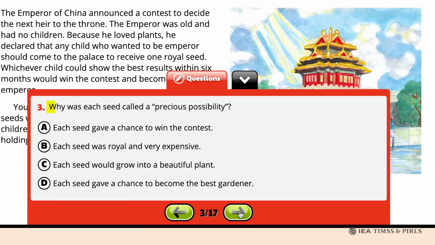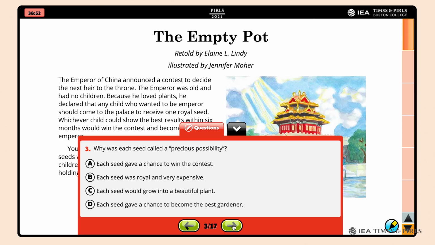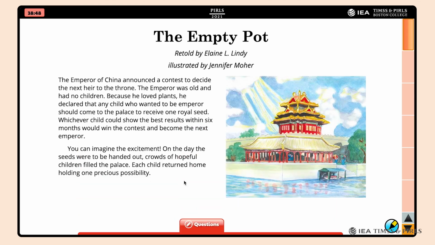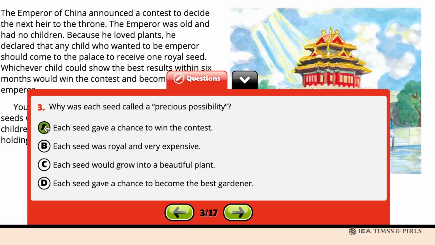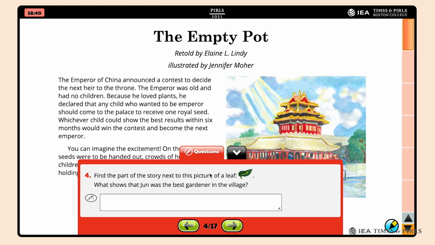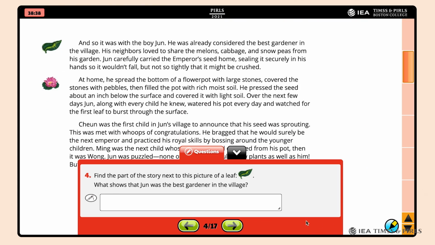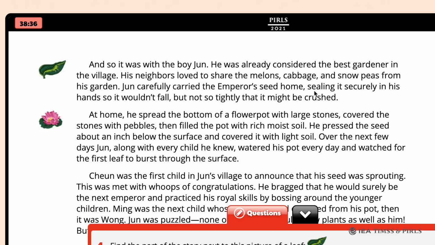For question 3, why was each seed called a precious possibility? Students may want to reread the full screen. They can click on the black tab to drop the question back down. Then they can bring the question back up to click on option A. Each seed gave a chance to win the contest. When students move to question 4, they also will need to advance to the second page to locate the part of the story next to the picture of a leaf.